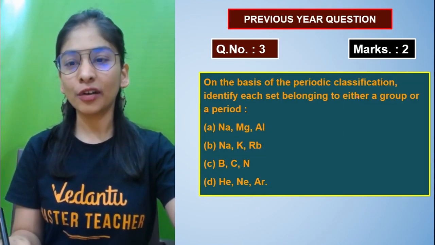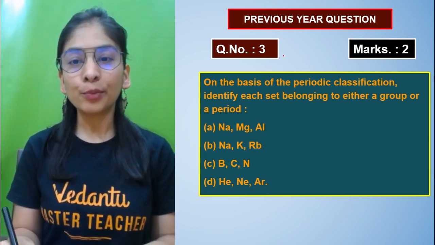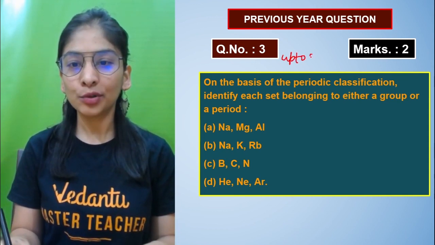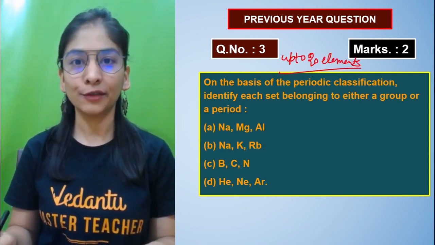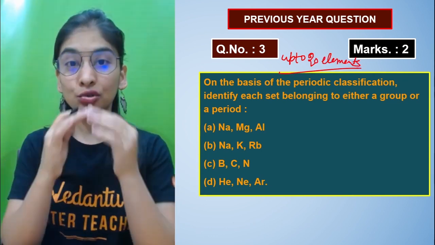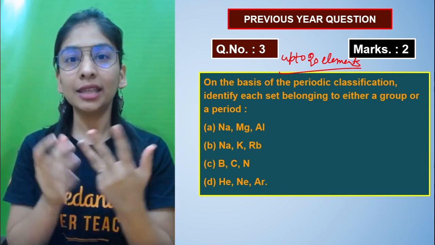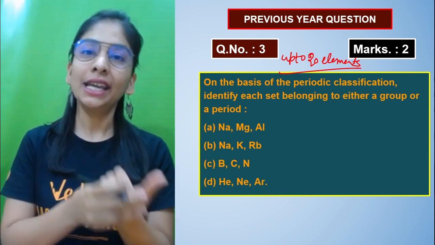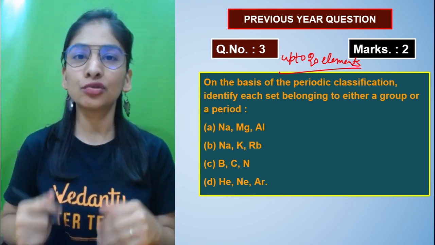Identify each set belonging to either a group or period. Remember that up to 20 elements is something that's the most important in periodic table for you. So on that basis, you should remember that. And group 1, group 2, group 17, group 18, these are the ones that you should know. Already in Umang series, I've told you about group 1 to 2, group 13 to 18 mnemonics to remember those groups.